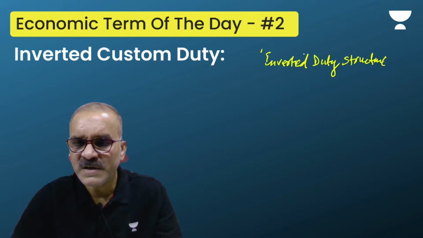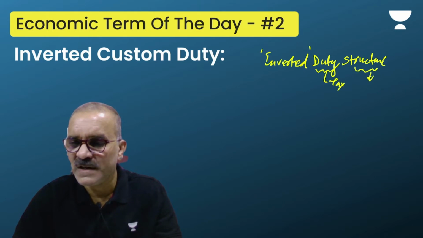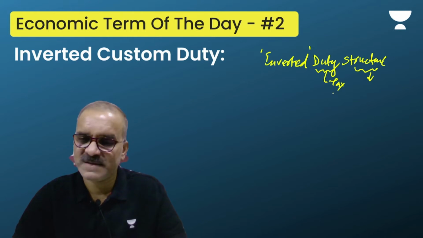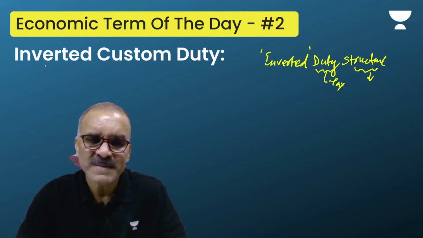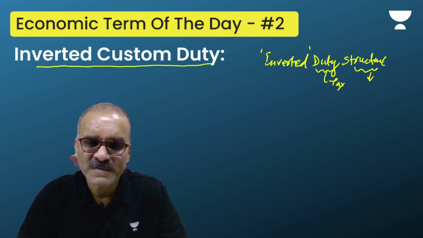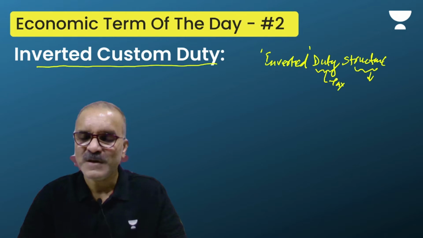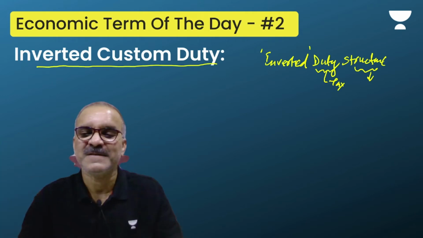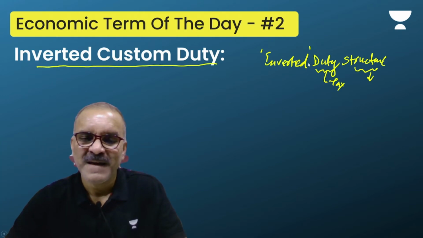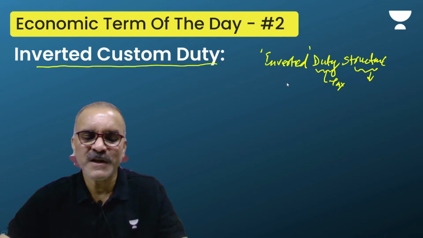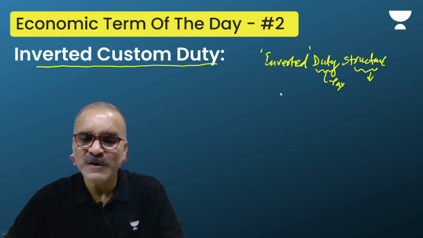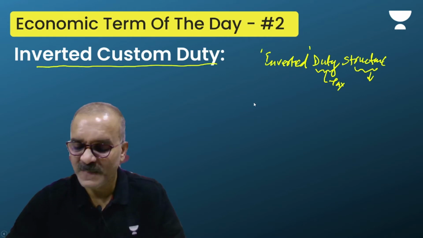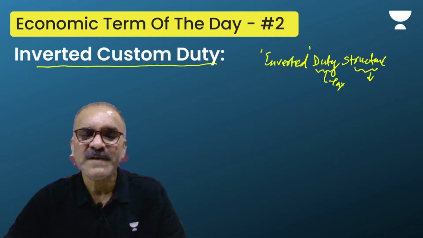Here, inverted is common. Duty stands for tax. A structure means basically the nature and the composition of a particular tax. And inverted custom duty is one of the examples of the inverted duty structure. You see, what is inverted? When your face is downward, this is inverted. Okay? Reversed. And this term has been in the news, in media, in relation to the Indian economy for the last several years, not right now, several years. Clear? What exactly is inverted custom duty?